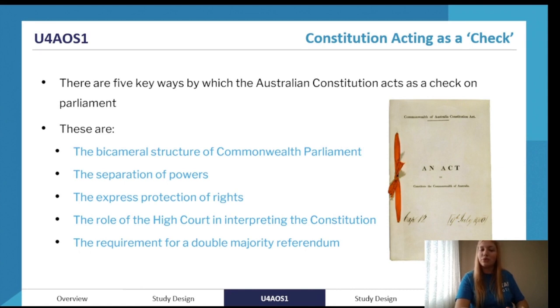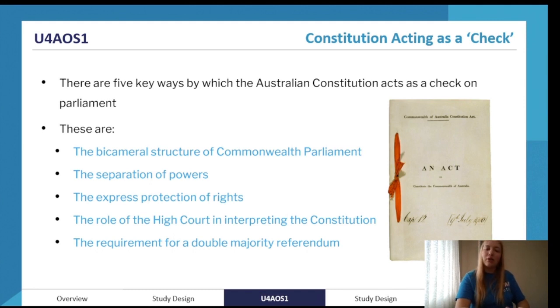This includes the bicameral structure of Commonwealth Parliament. Bi meaning two. Bicameral structure simply means there are two houses, a lower house and an upper house. So at Commonwealth level, our House of Reps and our Senate. Then the separation of powers, the one that is not to be confused with the division of powers, the express protection of rights. These are 5 rights that are entrenched or written down in the Constitution that are protected for the people of the Commonwealth, and the Commonwealth cannot legislate against them. They are ensured for the people and offer some protection.